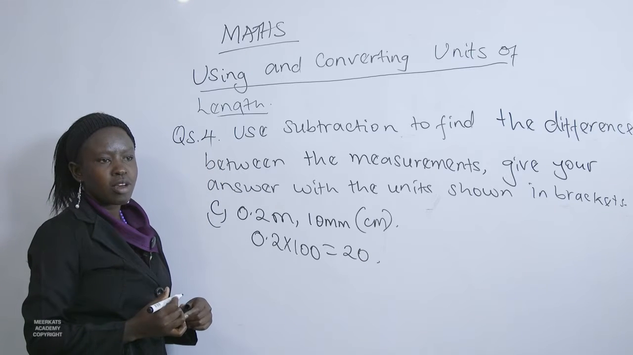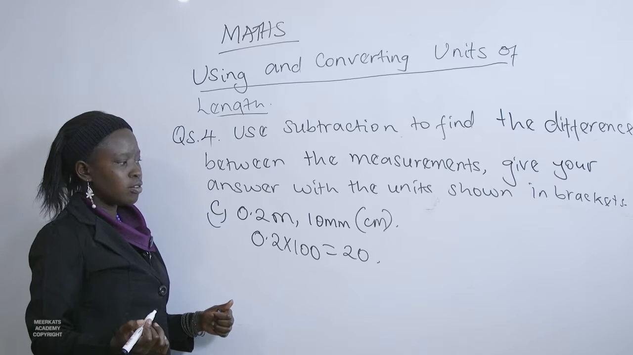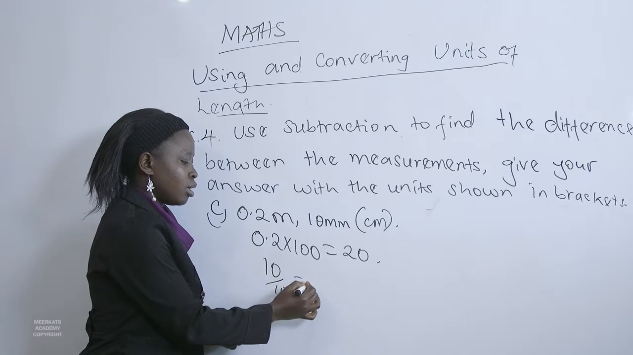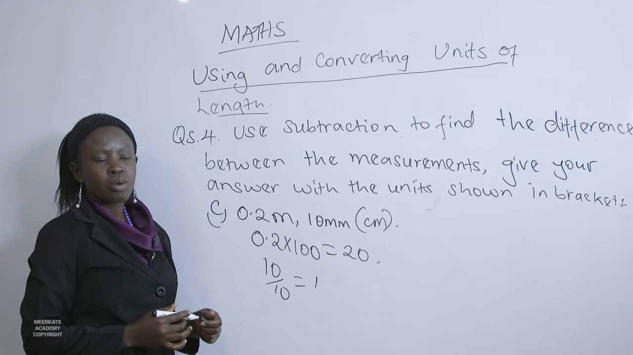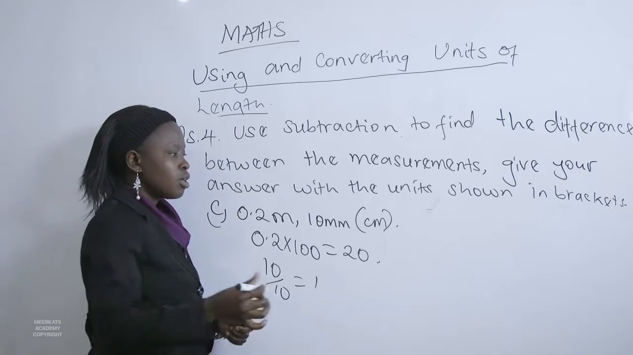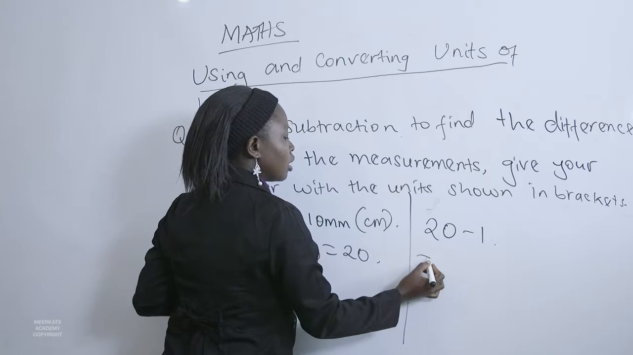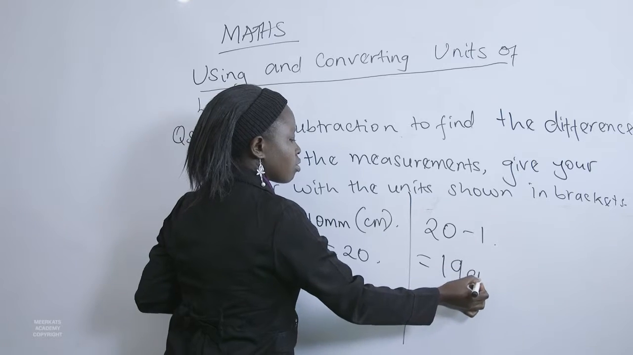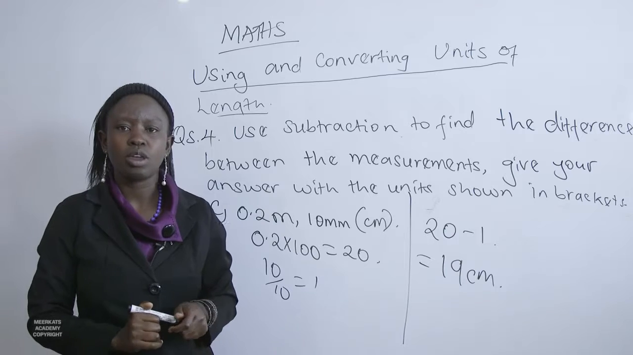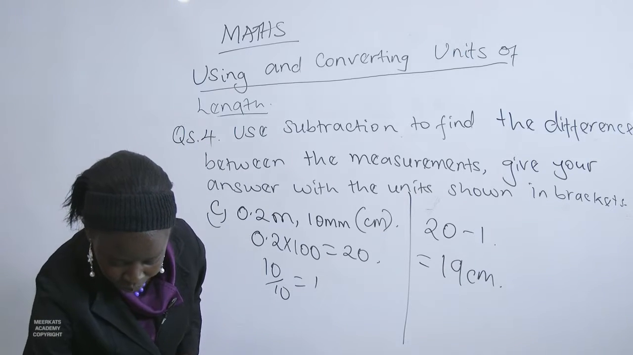10 millimeters converted to centimeters, it means we divide by 10. So that means 10 divided by 10 gives us 1. We are supposed to subtract, so in our subtraction we have 20 minus 1, and 20 minus 1 gives us 19 centimeters. So the difference between 20 and 1 centimeter is 19 centimeters.